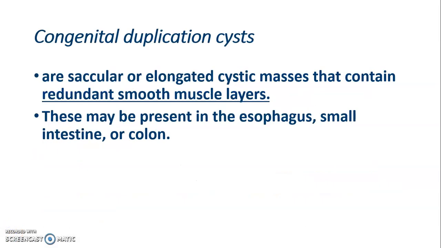Congenital duplication cysts. These cysts are saccular or elongated cystic masses that contain redundant smooth muscle layers. So, an important point is they have redundant smooth muscle layers. They may be present in the esophagus, small intestine, or colon.